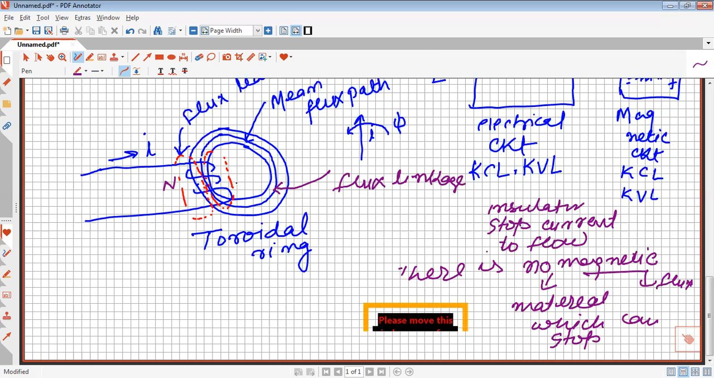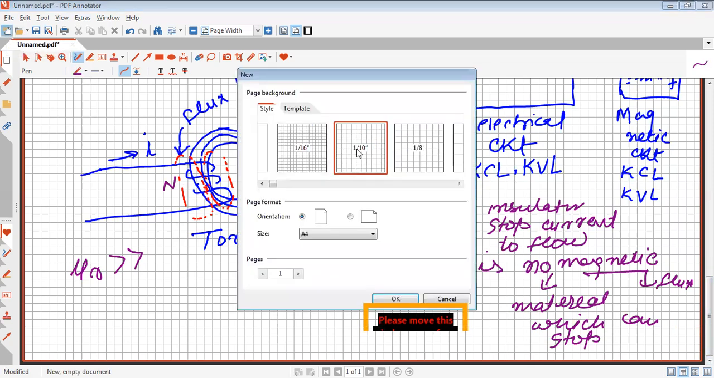If we need a high magnetic field, we have to choose a material whose mu r is very, very high. If mu r is very big, then most of the magnetic flux will go into the material and leakage will be less. So mu r should be very high. There is no material which can stop the magnetic flux. Now we will see what the effect is and how we can analyze this circuit.